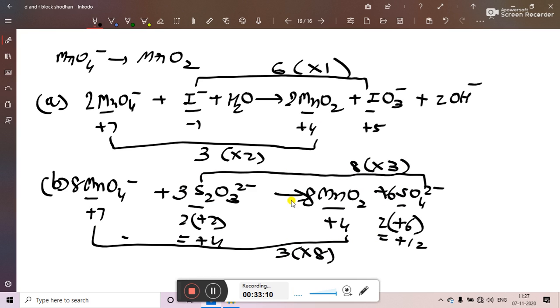Then we have to balance the charges by adding OH minus on that side where the total charge is more. So here 8 minus and 3 2s are 6 minus, so 14 minus is there, and here 12 minus is there, so 12 minus is less. So on this side we have to add 2 OH minus, so 12 minus and 2 minus will become 14 minus, and so the total charge on both sides becomes equal. Now in order to balance these 2 hydrogen, we have to add H2O. So now this equation is balanced.